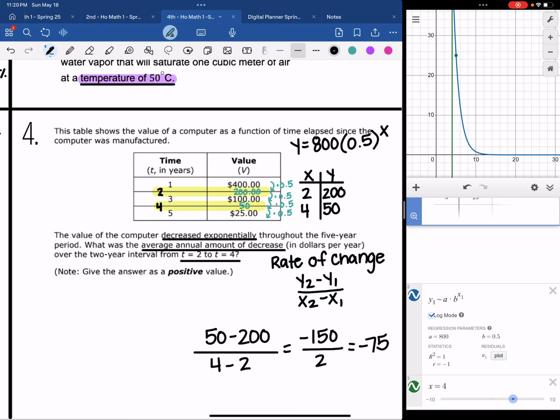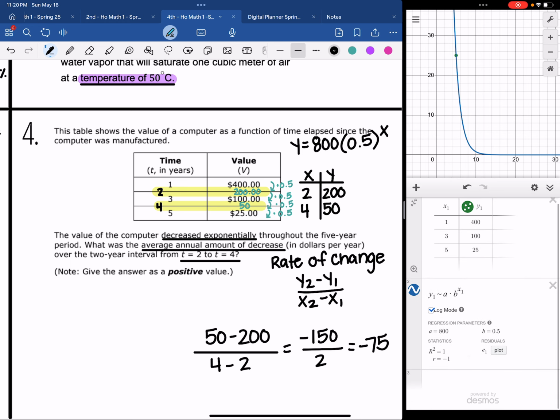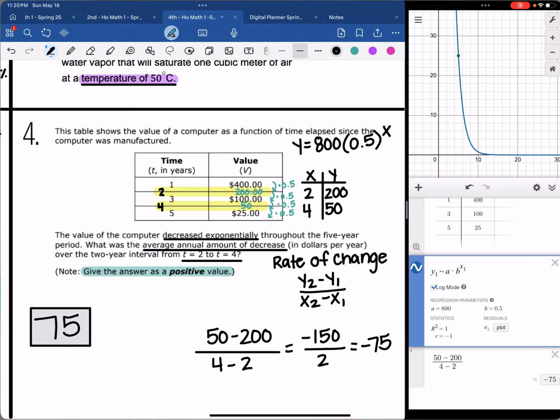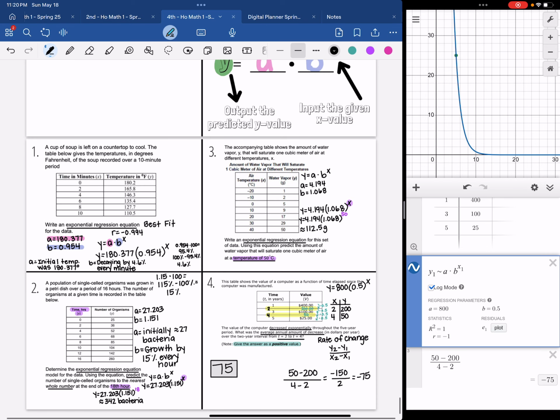Or type it into Desmos like you're used to doing. You've done it 1,000 times before. Do that little fraction sign and then do 50 minus 200 and then 4 minus 2. Now, here's the thing. In the problem, it said give the answer as a positive value. So yes, we know it's decreasing, and we're going to put 75 as my final answer and drop the negative. All right, so with exponential, you're basically doing the exact same thing you were doing with linear. The only difference is instead of putting in the linear formula, you're now going to put in the exponential formula.